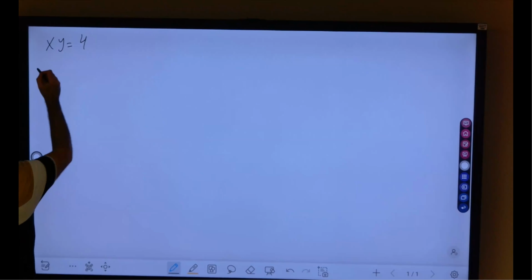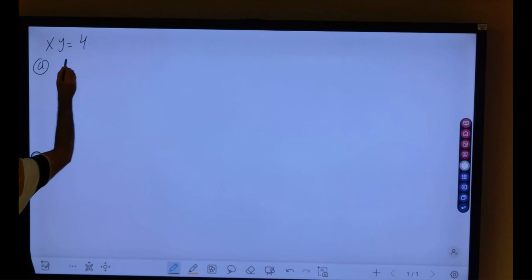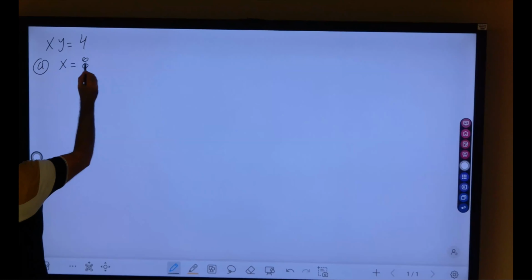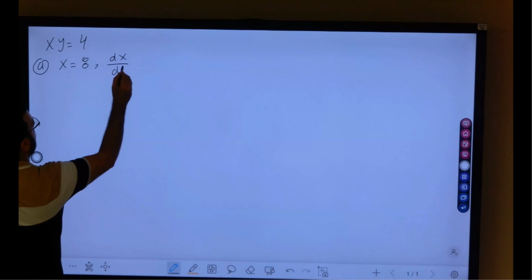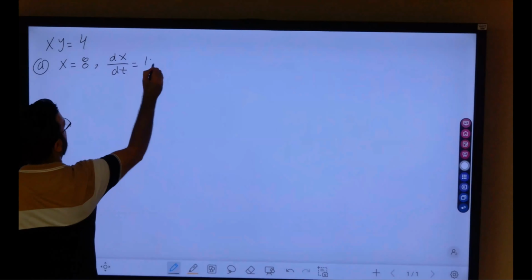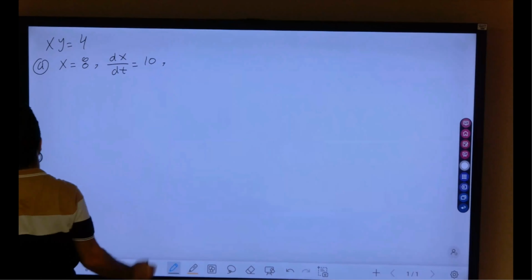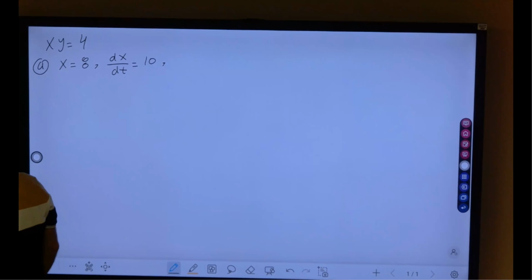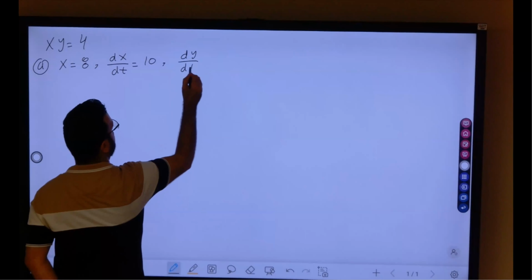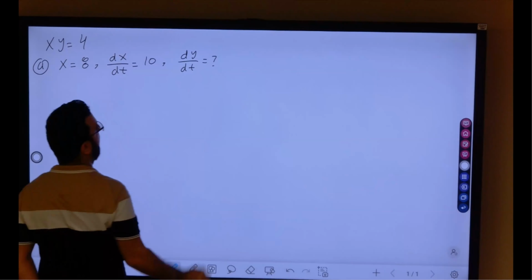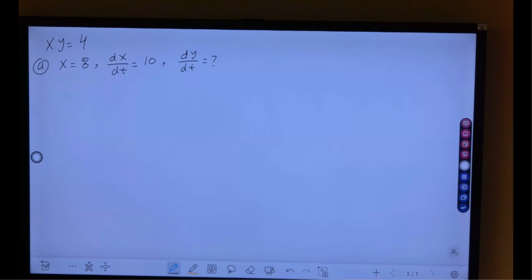x equals 8. So this is for A. You have x equal 8, and dx over dt equals 10. What else? Find dy over dt. Okay, so we need to find dy over dt. That's the question.